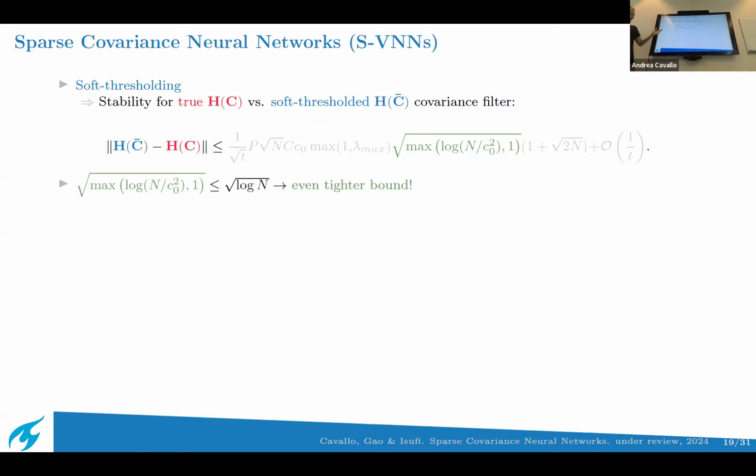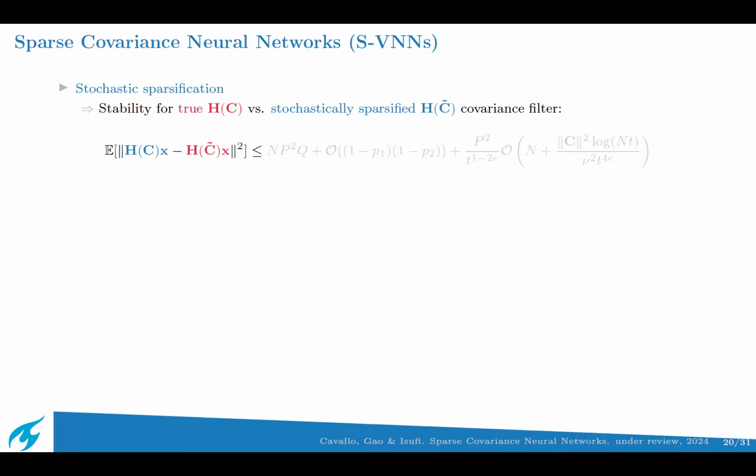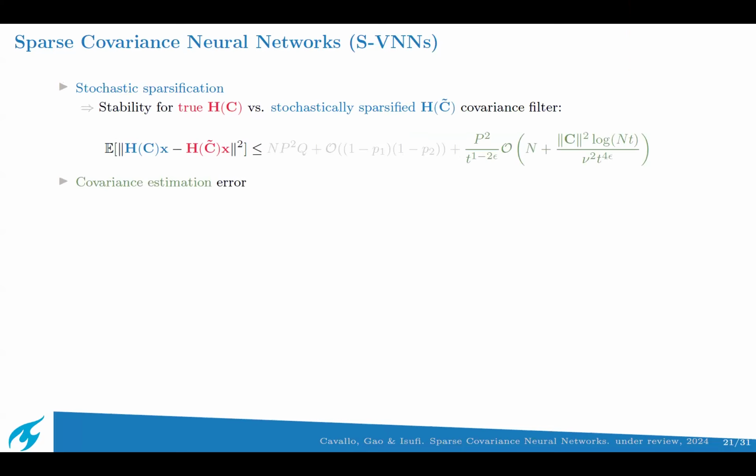And we can do the same for the soft thresholding technique, where we have something that's even tighter. So this value is even smaller than what I had before. And finally, we can do this also for stochastic sparsification, but now in this case, we have two terms, right? Because in this case, we're just dropping edges stochastically. So we have one term that depends on how well we are estimating the covariance. So this is the same that I've discussed so far.